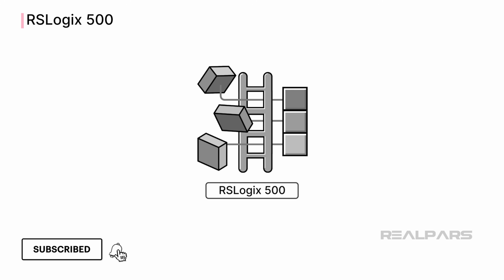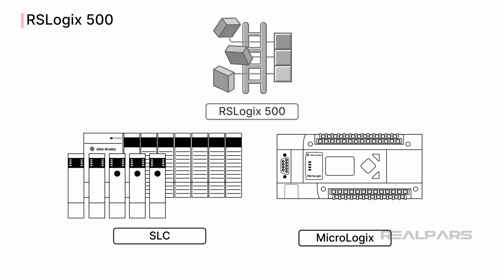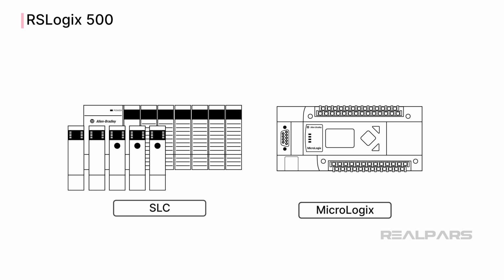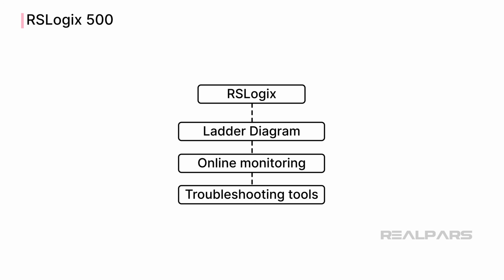RSLogix 500 is the programming software that is used to program older Allen-Bradley brand PLCs, like SLC and MicroLogix. Although some of these PLCs are still available to buy, they are approaching end of life and should not be used for new projects. RSLogix features all of the tools that you need to program and maintain PLC systems, including programming with ladder diagram, online monitoring of running programs, and some troubleshooting tools.